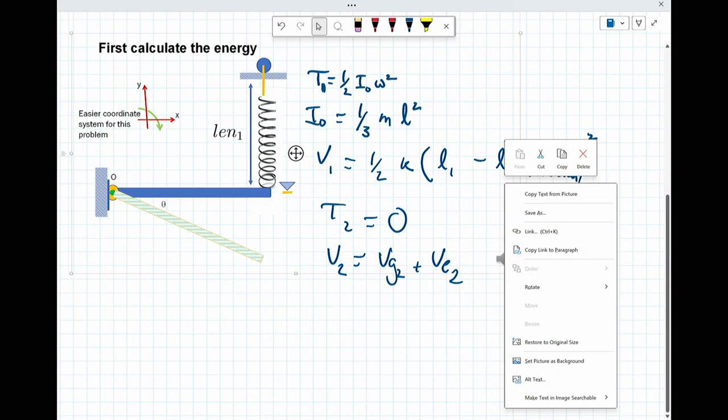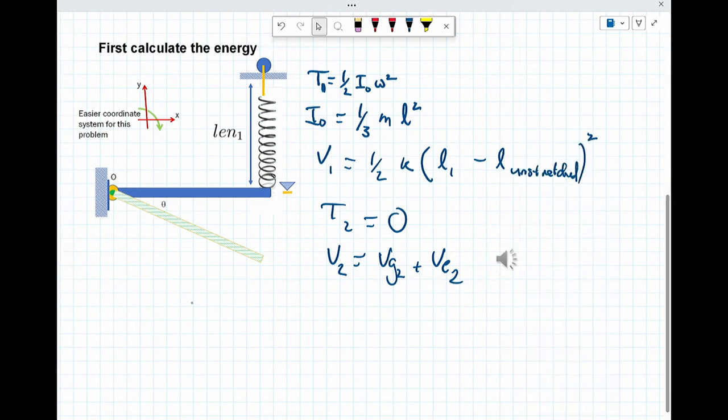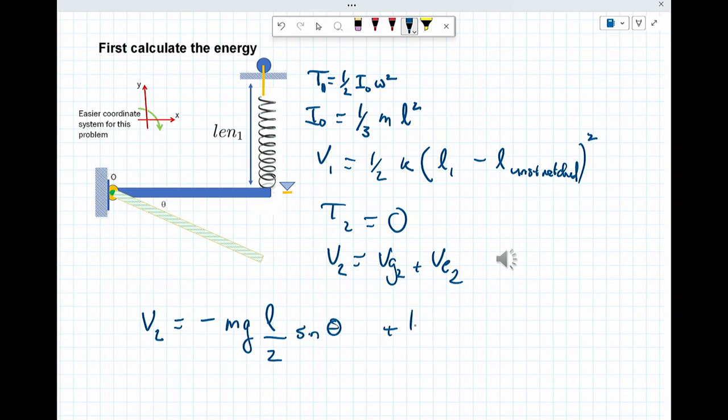V1 is equal to 0 for everything. It's going to drop below the datum. So V2 is equal to minus m g (L of the rod divided by 2) sine theta plus 1/2 k (length 1 plus length of the rod sine theta minus length unstretched) squared.